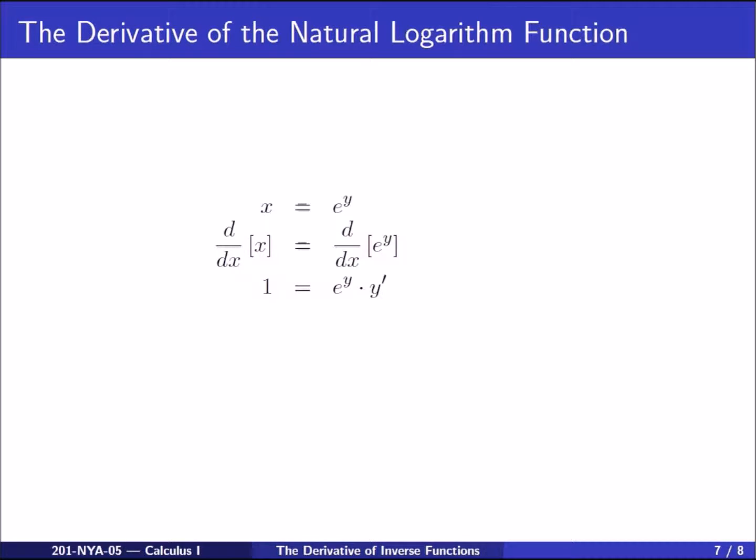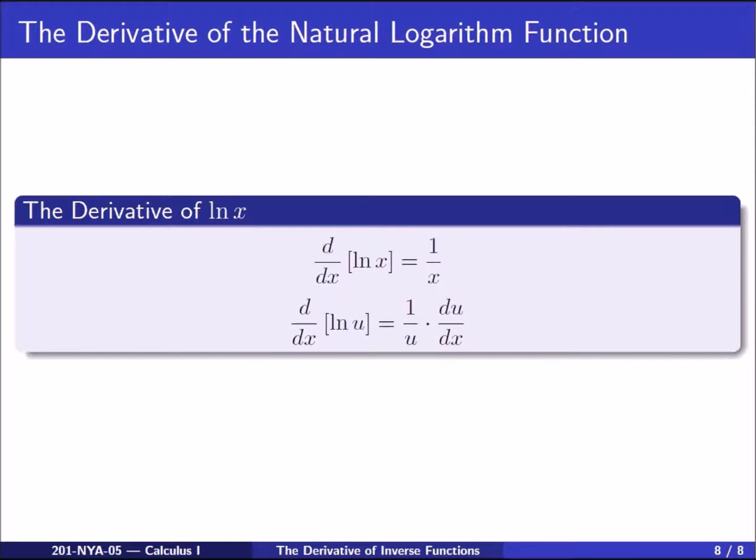Now we solve for y prime, so we get y prime is 1 over e to the y, and we could be happy with this formula, except that we can do even better here, because we can write an expression for the derivative in terms of x only. Remembering that, if you look at the first line, e to the y is equal to x. So this means that y prime is just 1 over x, and that's the derivative of the natural logarithm function.